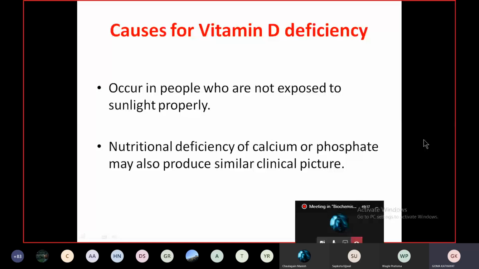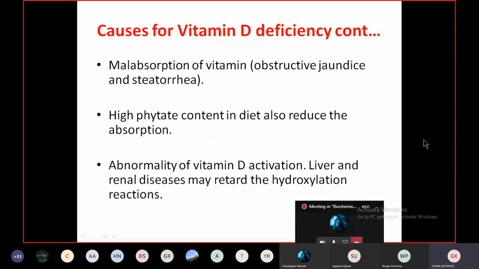Malabsorption of vitamin D, as I said, in obstructive jaundice. What will happen in obstructive jaundice? Bile is not secreted into the duodenum, right? And you all know bile is very essential for the absorption of fat as well as fat soluble vitamins like vitamin D. So if there is obstructive jaundice, there is no bile and there is no absorption of vitamin D.